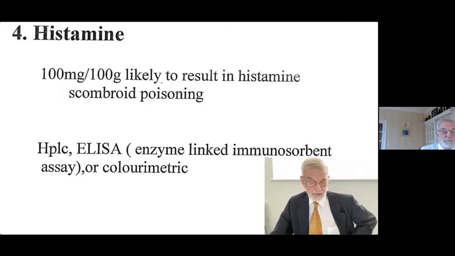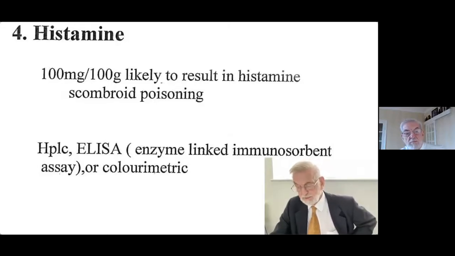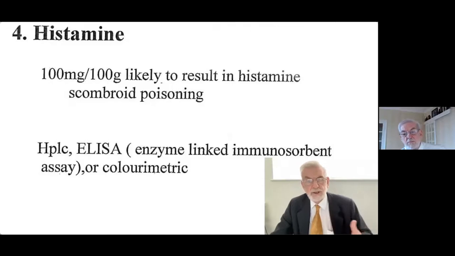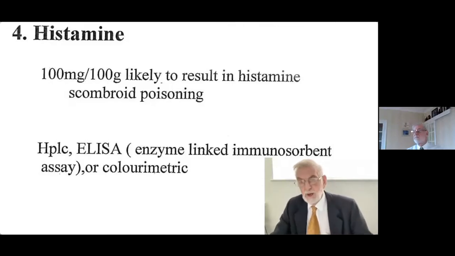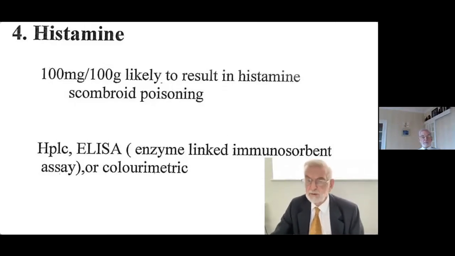And again, this is measured by HPLC or ELISA or a colorimetric method. And a limit of 100 milligrams per 100 grams is likely to result in histamine scombroid poisoning. You have a rash, etc. It's quite unpleasant. But the fish can actually sometimes appear fine. And it's normally an abuse before the fish were chilled.